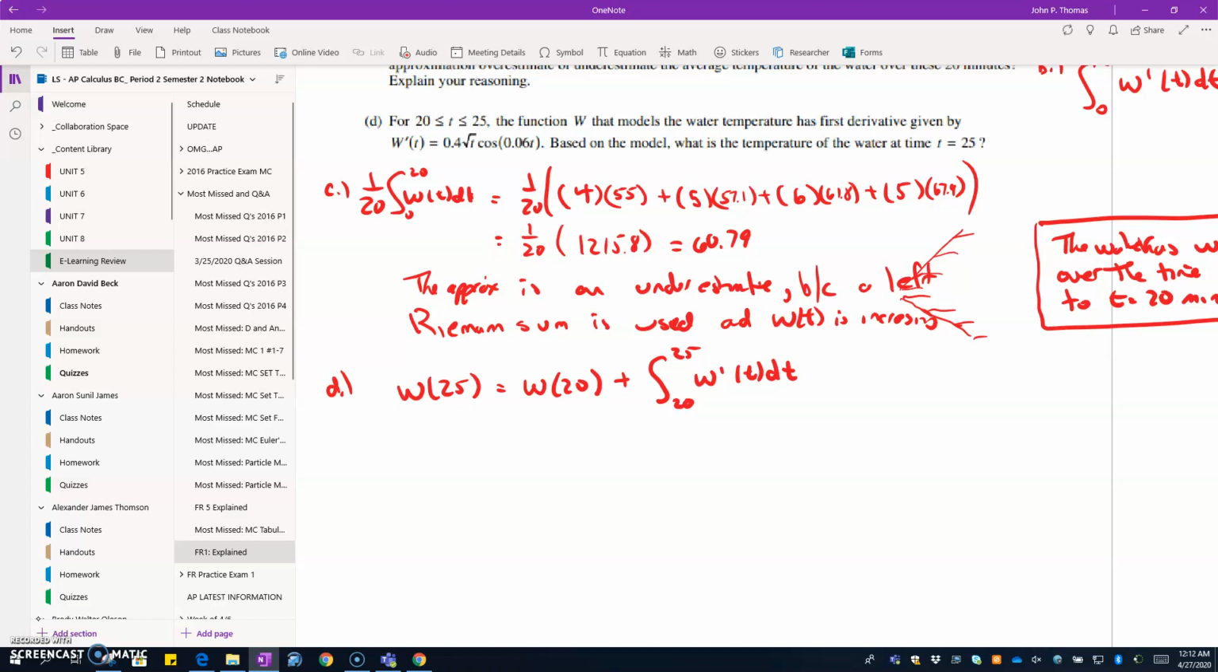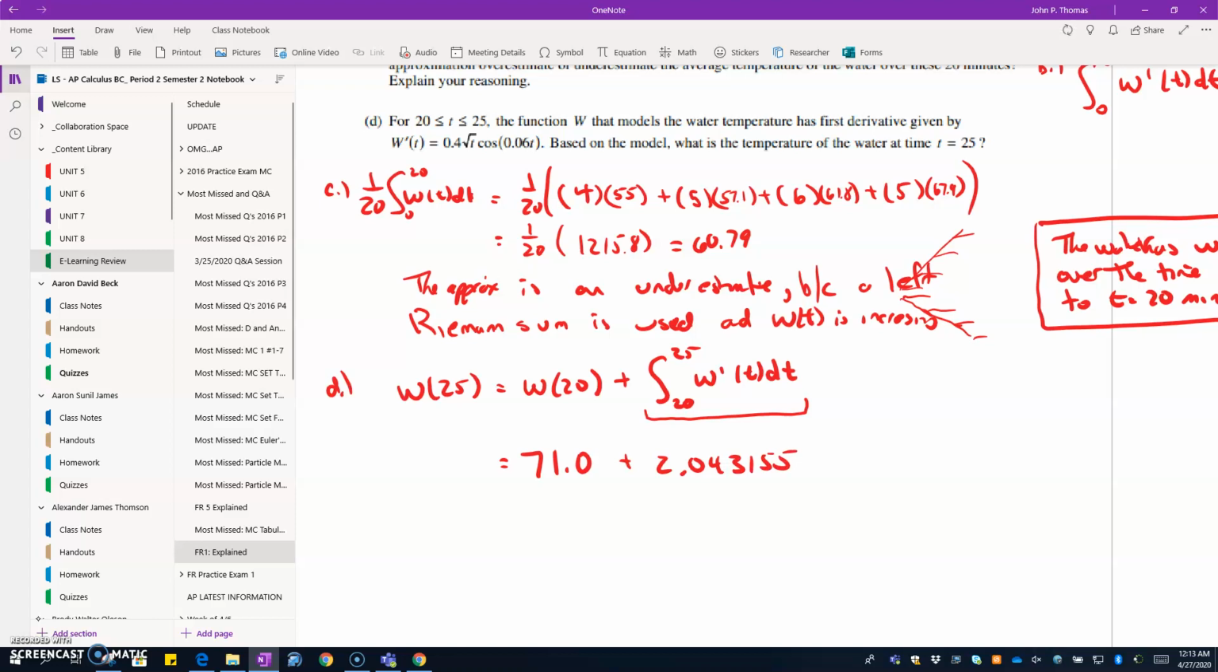So we're really looking at this structure: an initial value, what W of 20 is, the temperature at time 20, plus how much the temperature changes by from time 20 to 25 based on the rate formula which we're given. Now, this is calculator active, so we're going straight to our calculator. We know from the table it's 71.0 for the first piece, and the calculator is going to give me 2.043155 for this second piece.